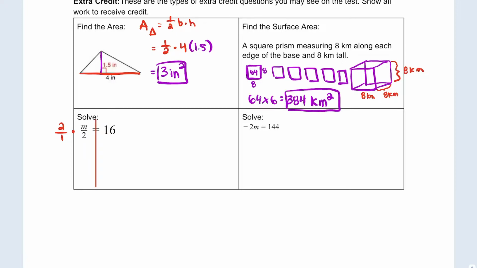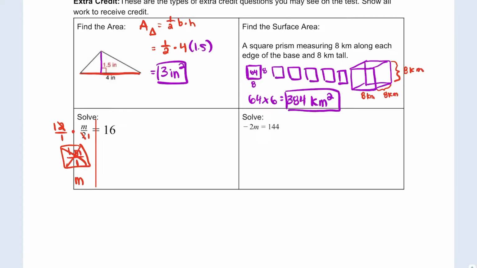Let's see what happens when I do this. I actually can cross cancel here. So my 2's cross cancel and they become 1's, and then I'm just left with 1m over 1, which is just m. Really, I don't need this middle part here, because you should be able to deduce that 1 times anything is just itself.